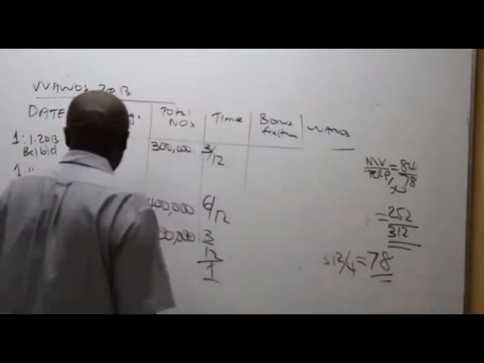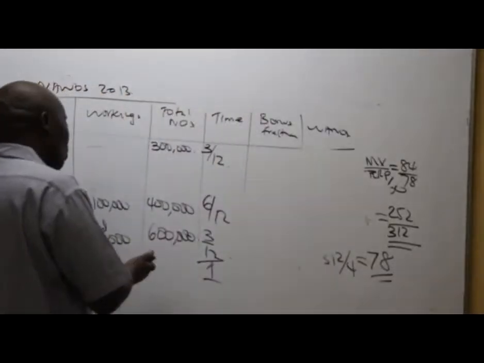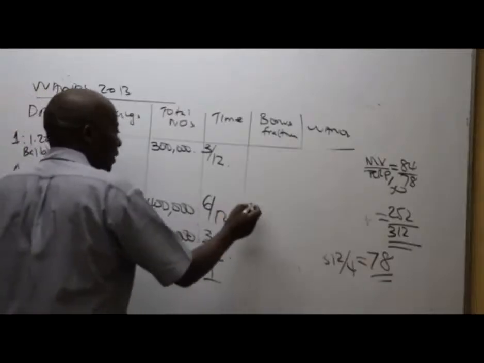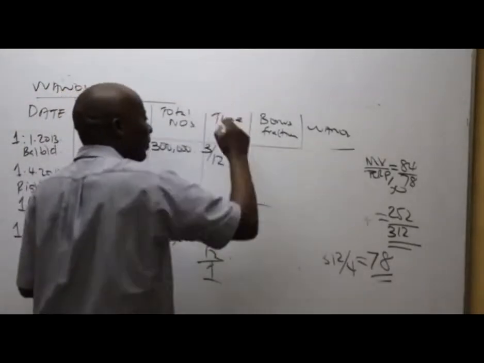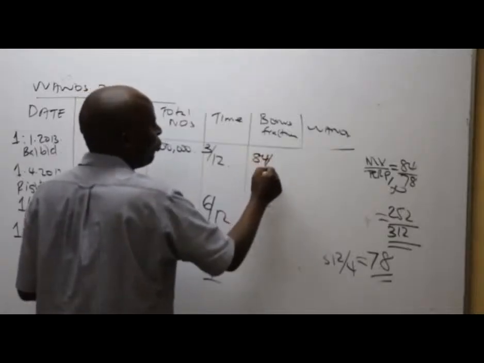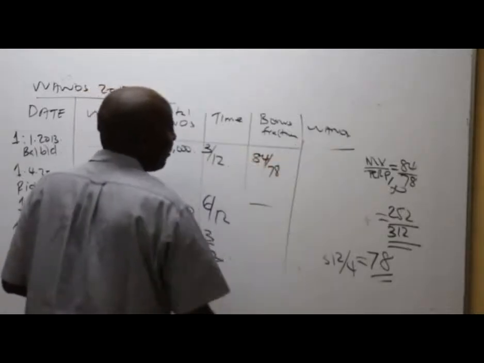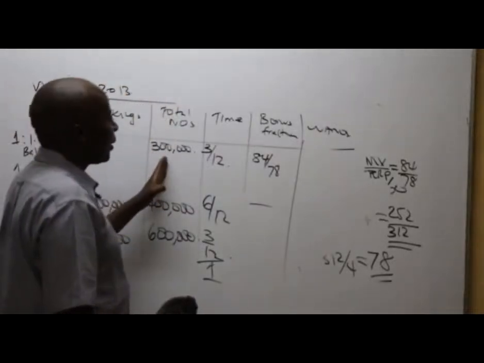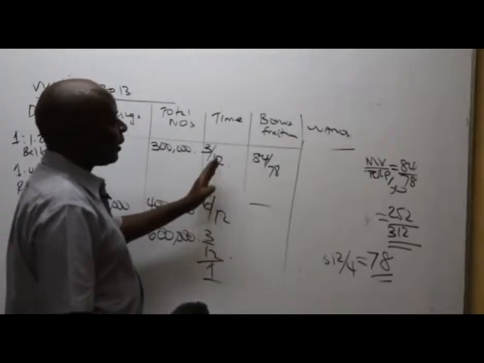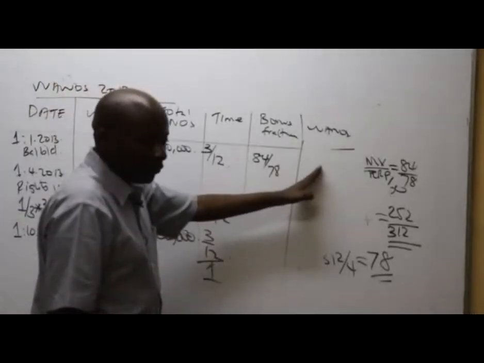Kumbuka usianze kuanzia mahali pa right, not rights issue. Your bonus fraction cannot start from there. It normally starts from the immediate predecessor and then goes up and up and up. So then this one here will be 84 over 78. And then I'll be able now to get the one-offs very easily by taking the total number times the time fraction times the bonus fraction, which will give me this in form of a whole number.